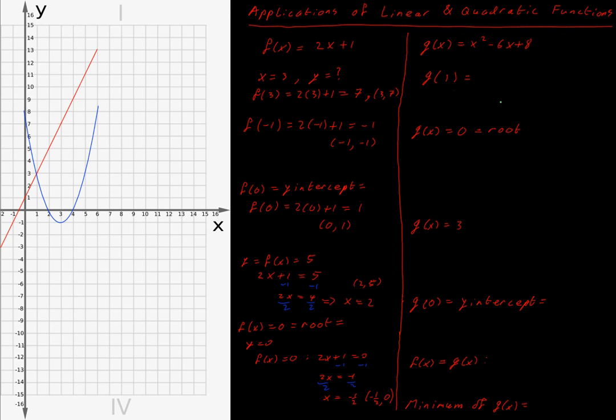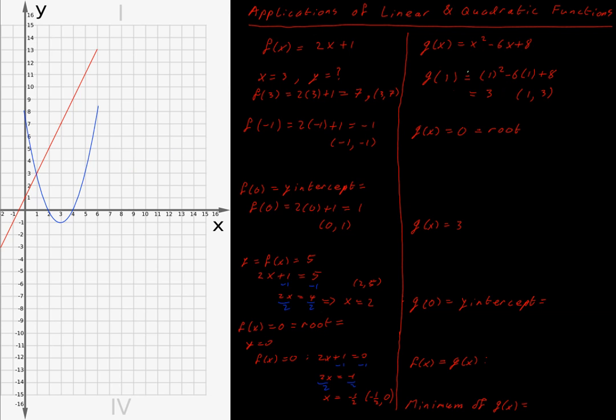Now let's try and do the same type of work with our quadratic. So we have g of x is equal to x squared minus 6x plus 8, and I want to know what g of 1 is. So that means what is the value for y when x is equal to 1. So I sub that in. Anywhere I have an x in my original equation, I am going to put in a 1. And when I do that, I am going to get 3 for my answer. So that means the point (1, 3) should be on my graph.